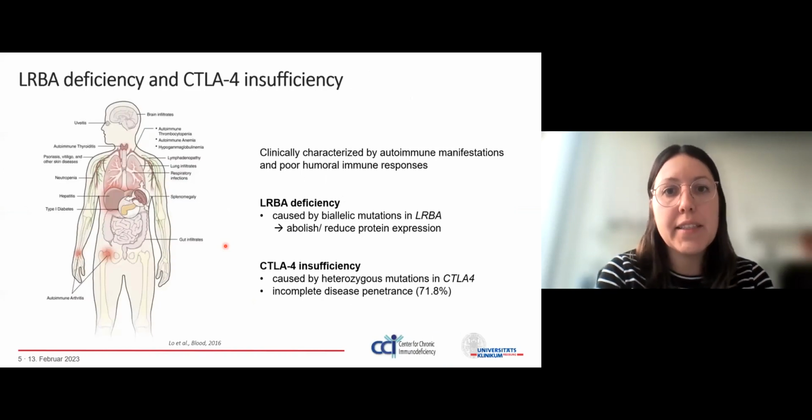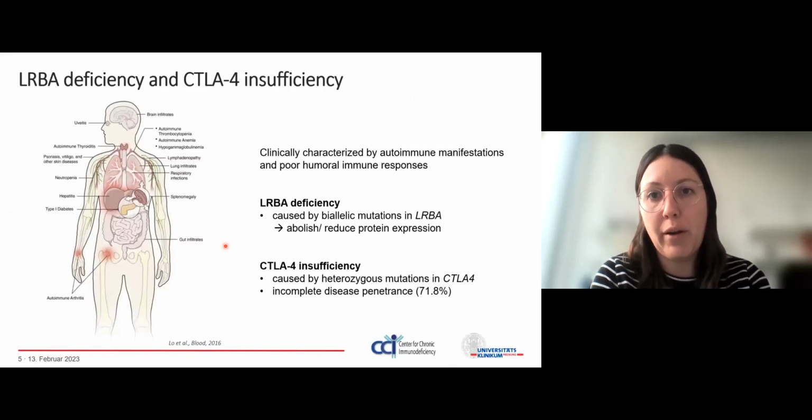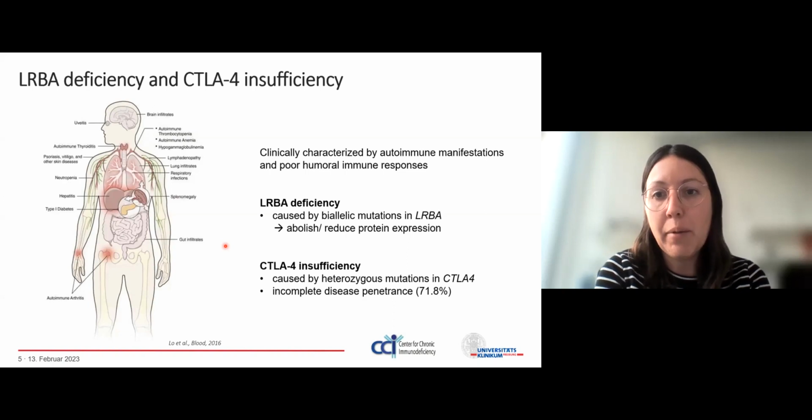LRBA deficiency and CTLA4 insufficiency are both inborn errors of immunity that clinically overlap. They're characterized by autoimmune manifestations and recurrent infections that are often severe and life-threatening. And in addition, patients often show a poor humoral immune response with hypogammaglobulinemia.